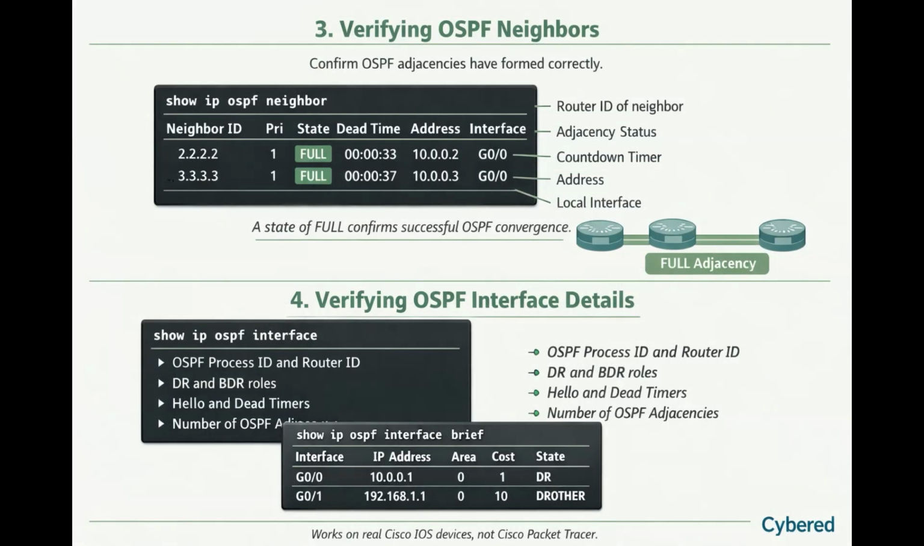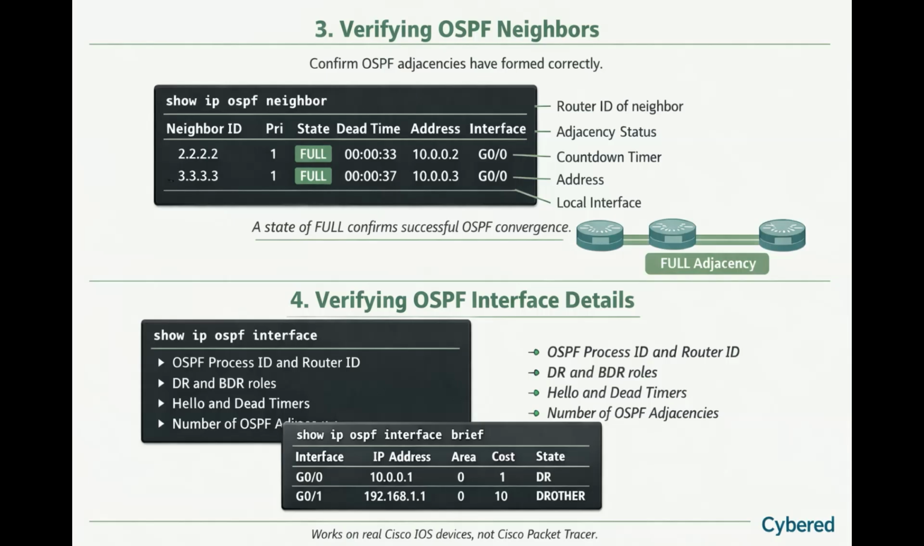To confirm that OSPF adjacencies have formed correctly, use show ip ospf neighbor. This command displays neighbor ID, priority and state of the adjacency, dead timer countdown, neighbor IP address, and local interface used to form the adjacency. A state of full confirms successful OSPF convergence.